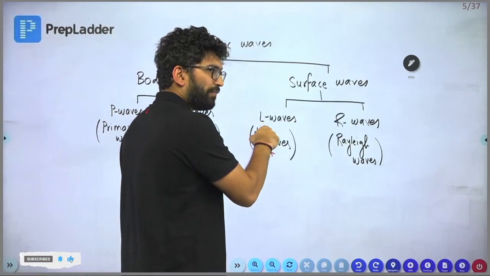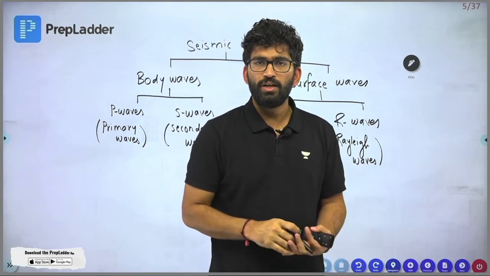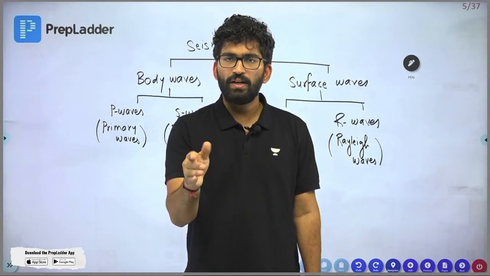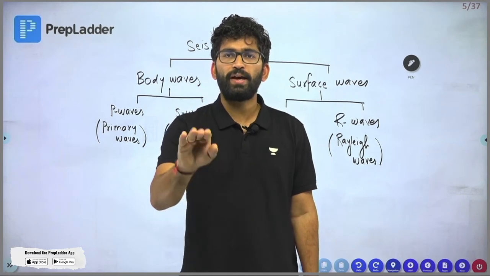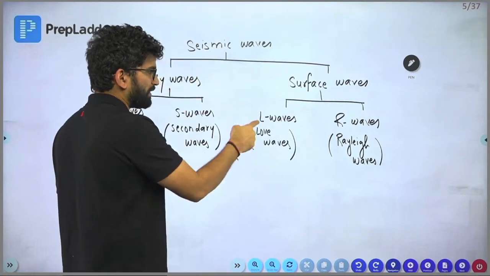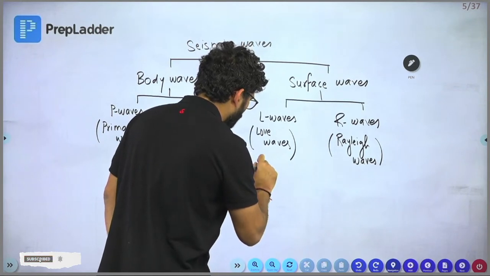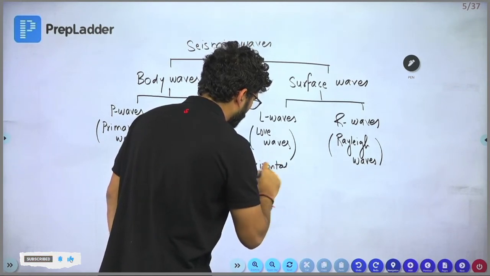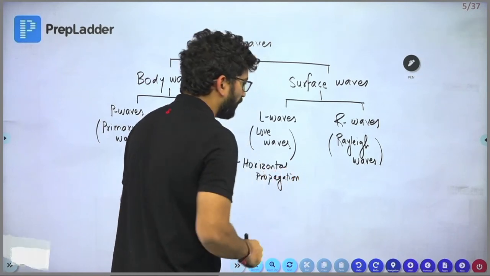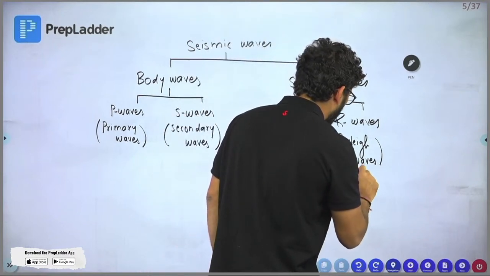So, L waves have horizontal propagation over the surface. Whenever L waves form, they create horizontal propagation within the surface, while R waves create vertical propagation within the surface. So, there are two types of propagations which develop within the surface. One is L waves, which create horizontal propagation, guys. While R waves, which are called Rayleigh waves, result in the development of vertical propagation.